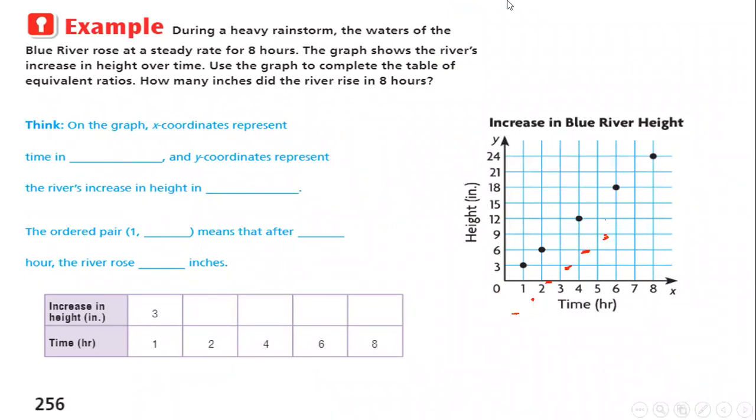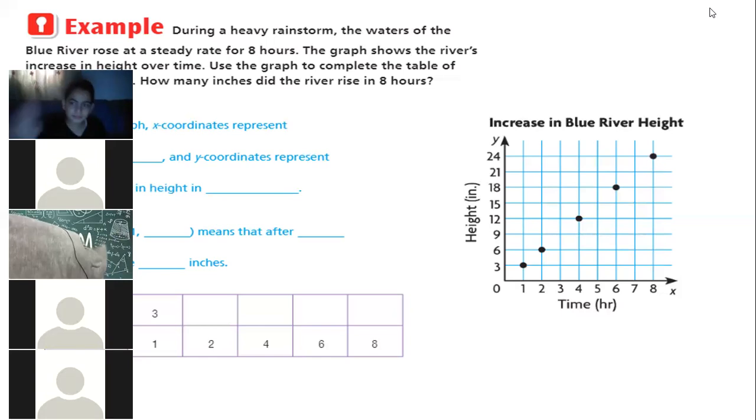Okay. So we have another example. Quickly, please, and come. We have another example here. It's talking about the water of Blue River. Okay, guys, when I say raise your hand, what should you do? Like this, raise. You make your hand go up. Okay, put your hand down.